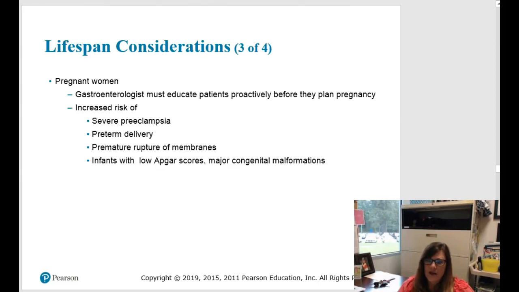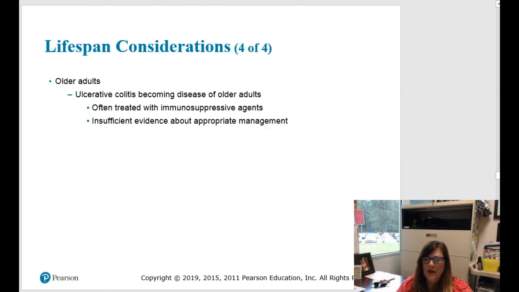Pregnant women: gastroenterologists must educate patients proactively before they plan pregnancy. They have an increased risk of preeclampsia, preterm delivery, premature rupture of membranes, and infants with low APGAR scores or congenital malformations. In older adults, we see ulcerative colitis a lot more, and it's treated often with immunosuppressive agents.